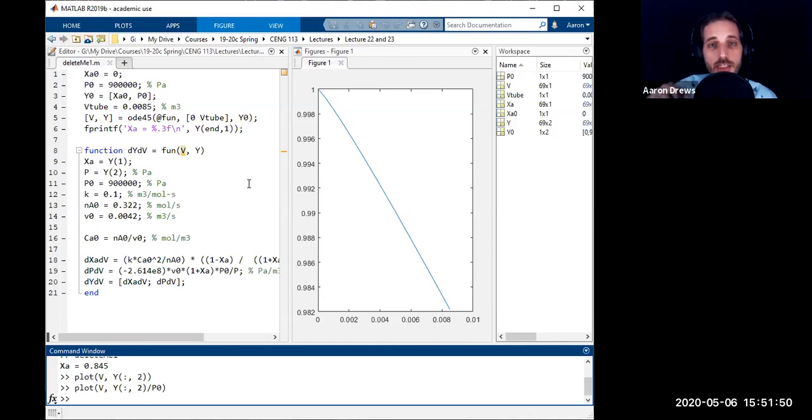Friday's lecture, actually, I'm going to take over for John on Friday, and we're going to talk about heat exchangers. The heat exchanger on a PFR has some interesting behavior to it.